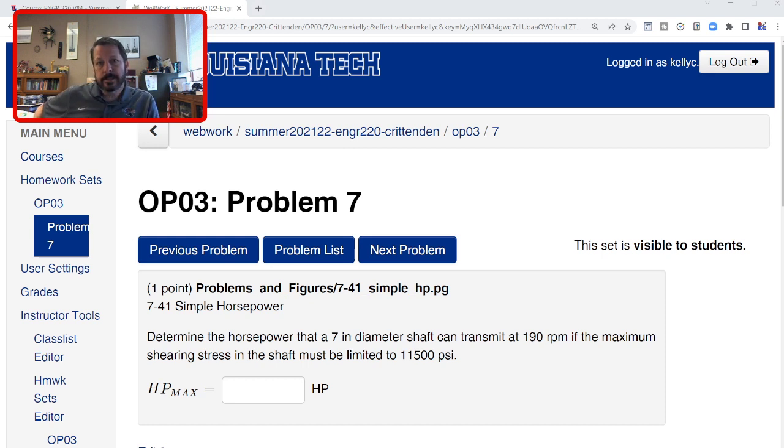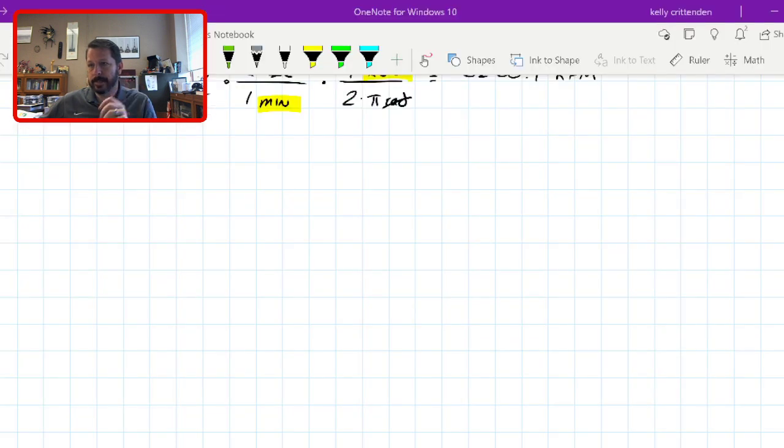They've already given us the allowable shear stress for this particular shaft. We're going to have to use our power equation to figure out how much torque it's dealing with, and then our shear stress equation to figure out how big it needs to be to deal with that torque. It doesn't give us a factor of safety. It's just built into this 11,500 number. All right, so let's write it out first, then we'll drop it in MathCAD.